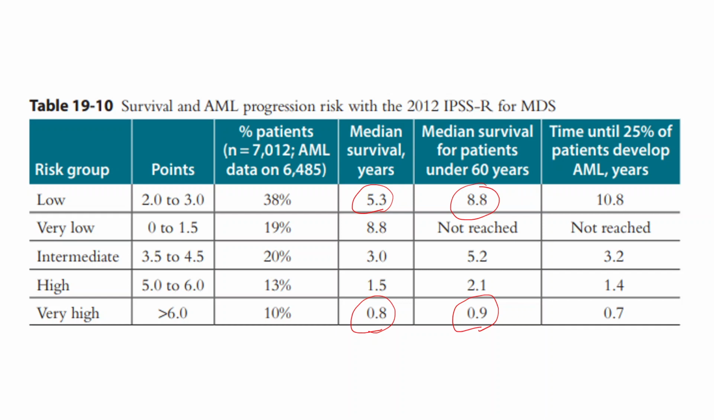Now, once you stratify the patient based on the risk stratification, then comes the management. Okay, so before going into the management algorithm, first of all, we should understand what are the drugs that we have in our hand to use in patients with myelodysplastic syndrome. So the first group of drugs is hypomethylating drugs. The hypomethylating drugs are DNMT, DNA methyl transferase 1 inhibitors.